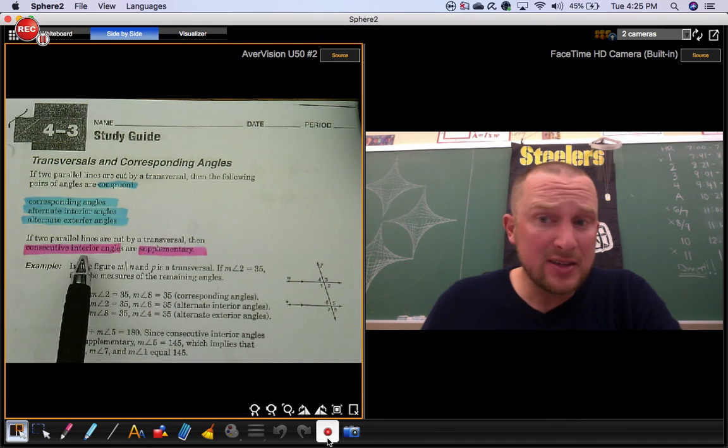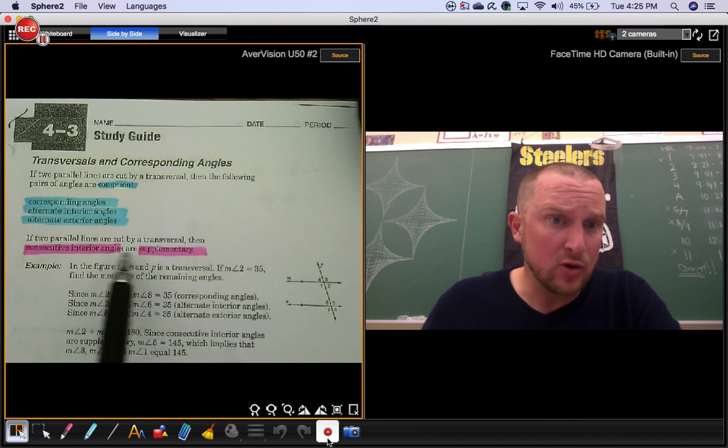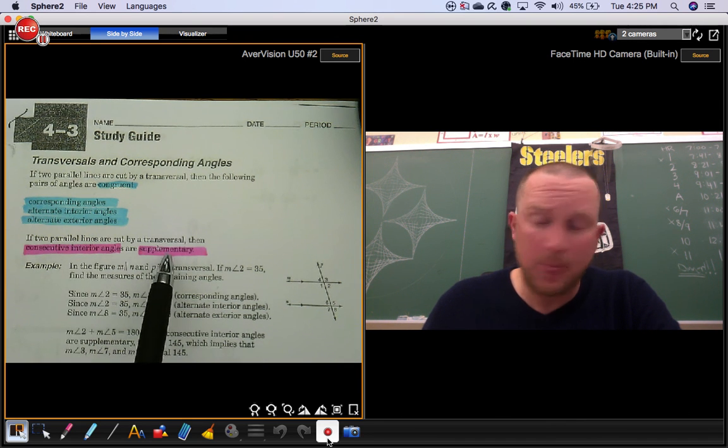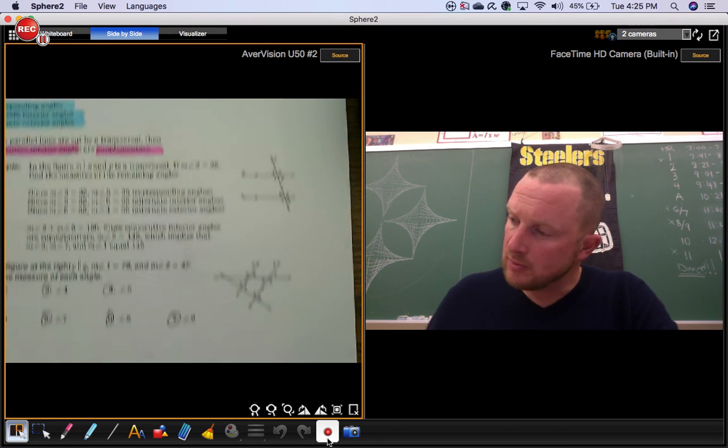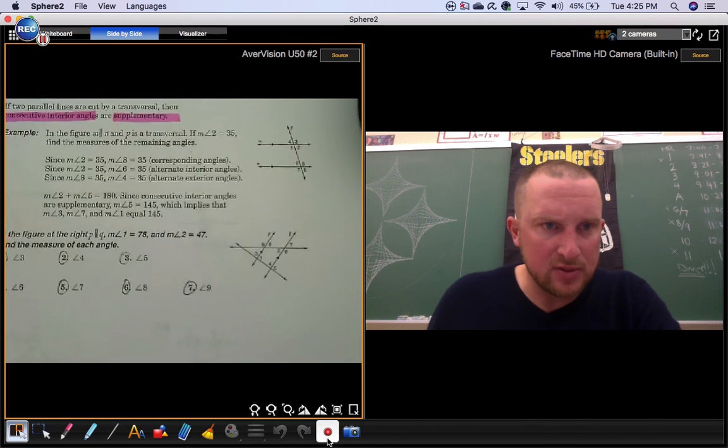The consecutive interior angles are not necessarily congruent, but we know that they are supplementary. So that's the one that's different than the others. They also work you through a couple examples.